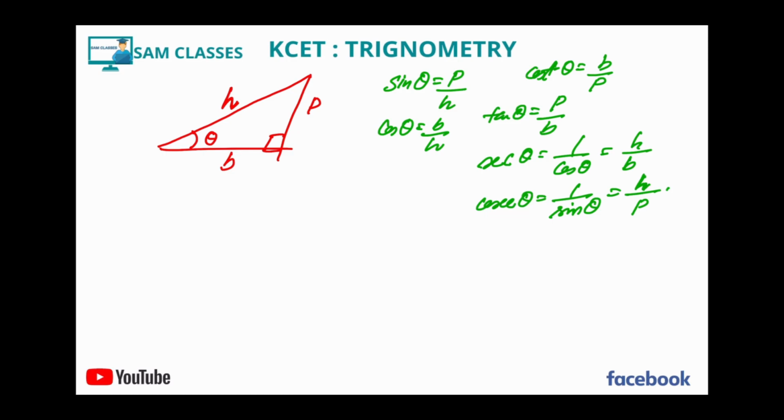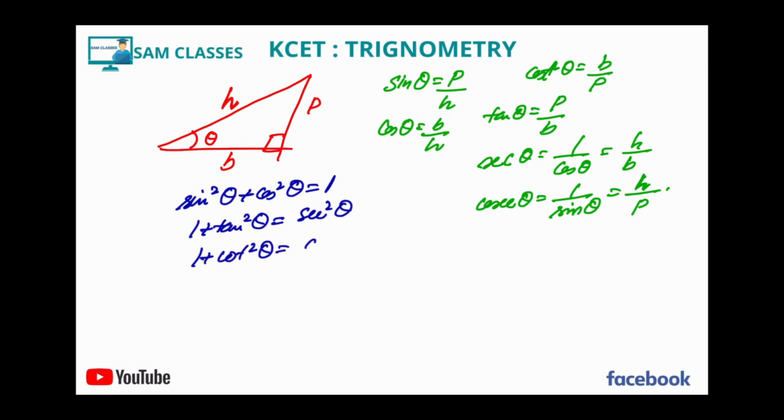So let's see, what are the three identities? First, the ones which you use the most. Sin square theta plus cos square theta is equal to 1. This till now we use it. 1 plus tan square theta is equal to secant square theta, and the other one is 1 plus cot square theta is equal to cosecant square theta. Okay, so till this much we used to know, and then next we knew about the values of some angles.